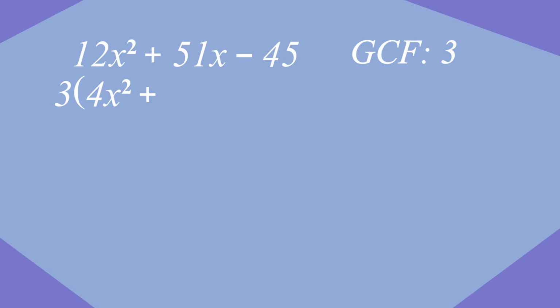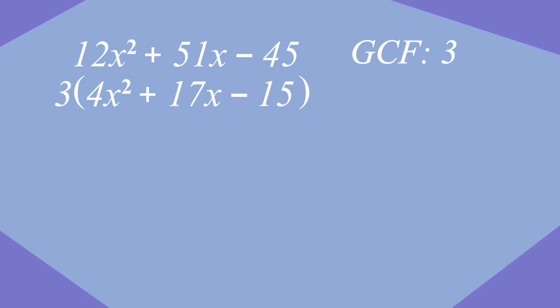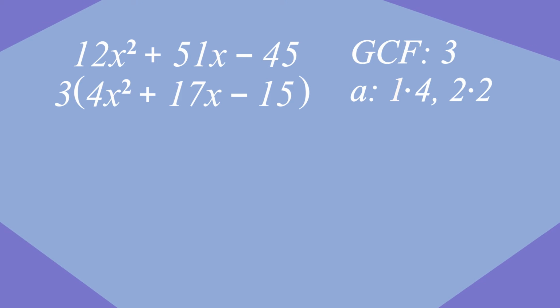4x squared plus 17x minus 15. Now only looking inside of the parentheses, what are the factors of a? 1 times 4 and 2 times 2. Here we see that our list of factors of a is a little longer. That's okay, our process isn't going to change.